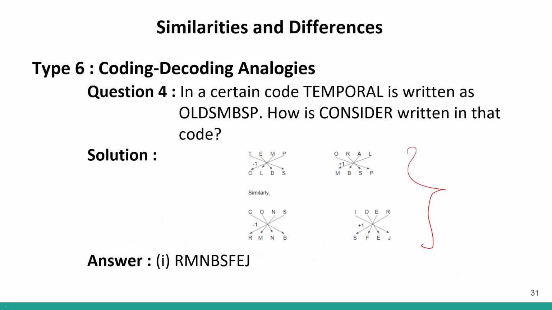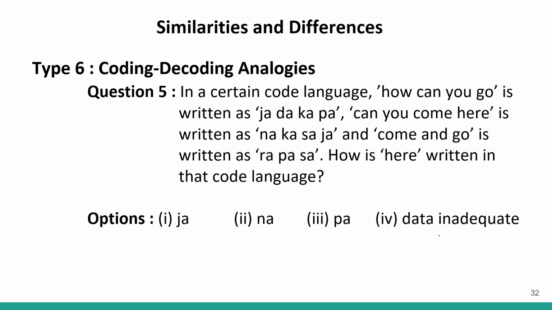Okay, here you can see this is the pattern we are following. Again, a question of sentence coding. We have to find out the code of here. So the first sentence is, how can you go? It is written as this. Similarly, can you come here is written as this. Come and go is written as this.